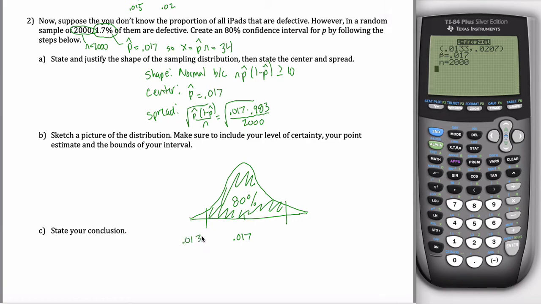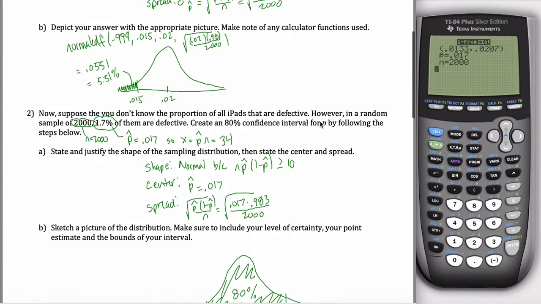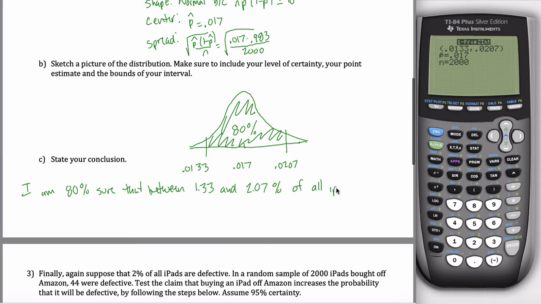0.0133 up to 0.0207. State my conclusion. I am 80% sure, or confident, or certain, or whatever, that between these two numbers that I just wrote, as percentages, they're 1.33 and 2.07% of, and then just to make it clear, I'm talking about the population. Maybe I will say of all iPads are defective. Seems high, but whatever.